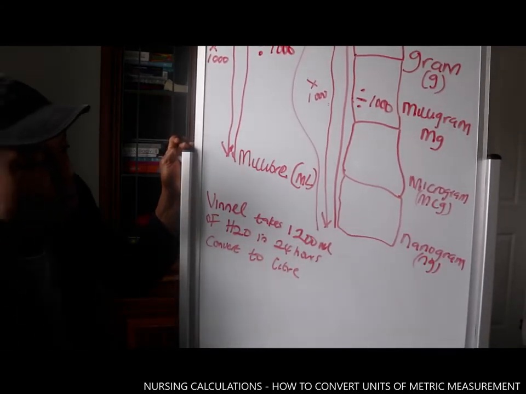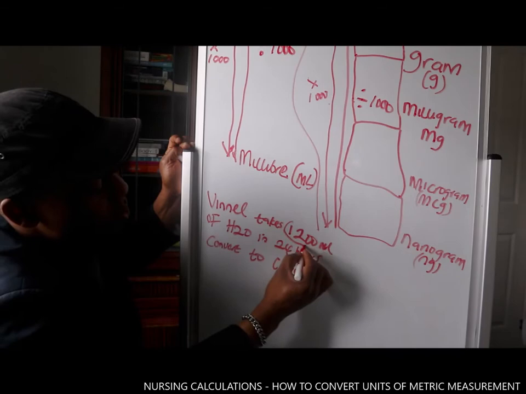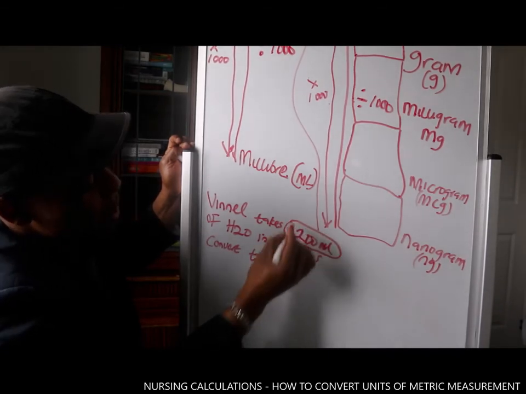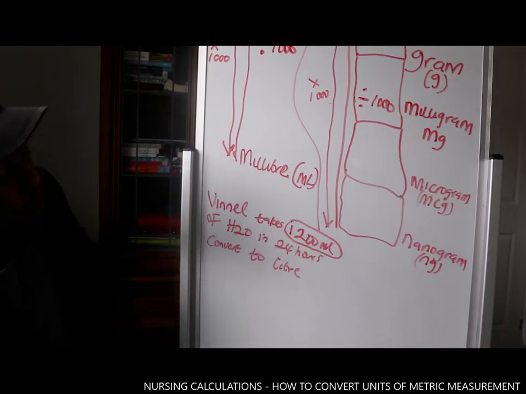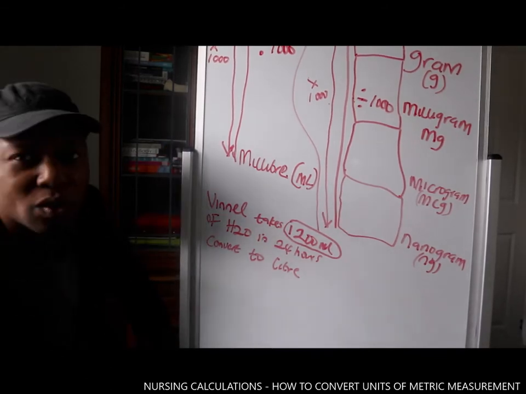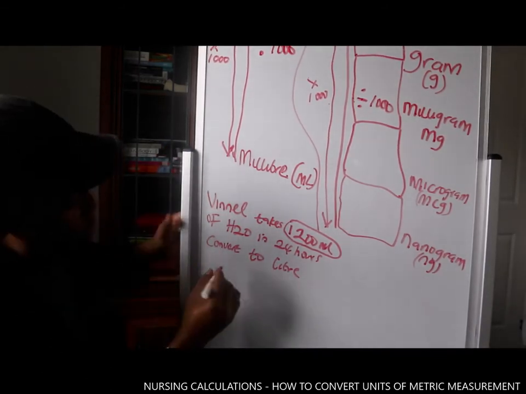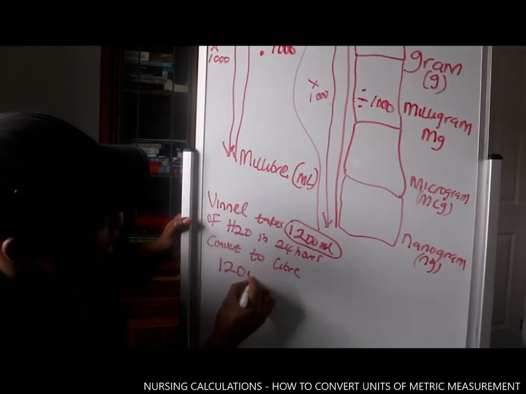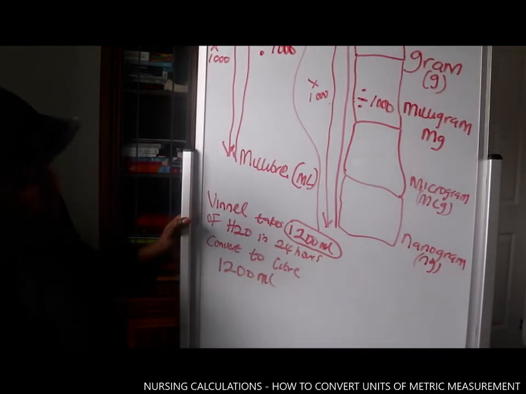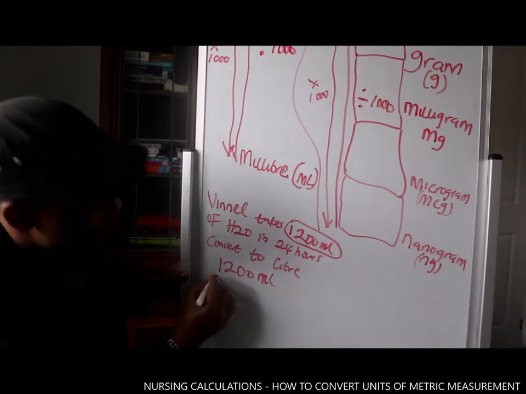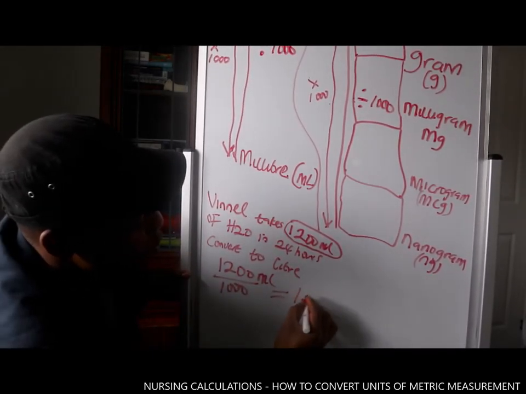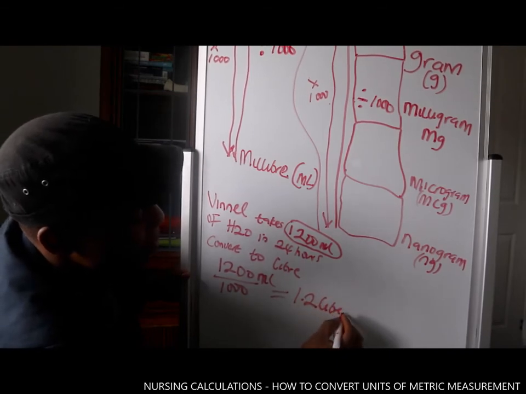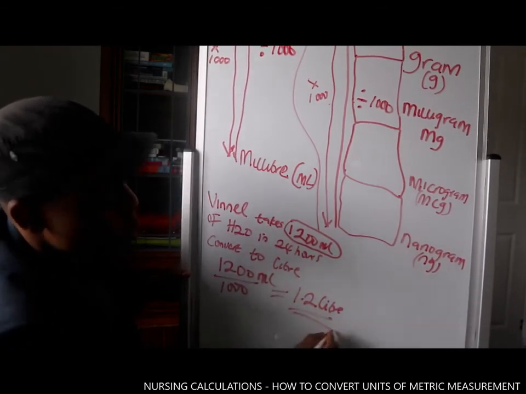So what you need to do, you understand that Vinyl took 1,200 ml of water in 24 hours. They want you to convert this to a liter. So what you need to do is 1,200 ml divided by 1,000. That will give us 1.2 liter. So the answer is 1.2 liter.